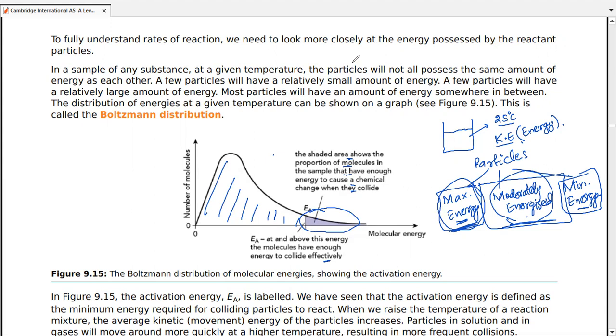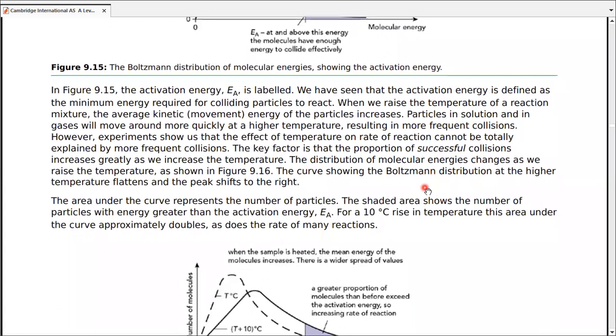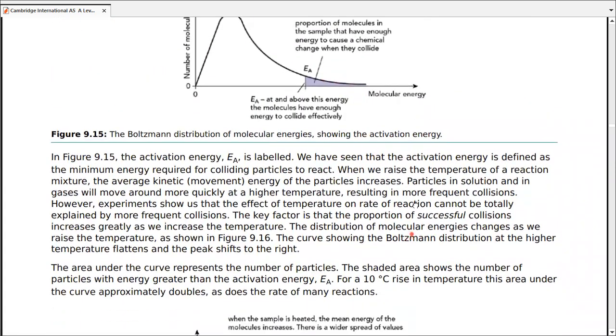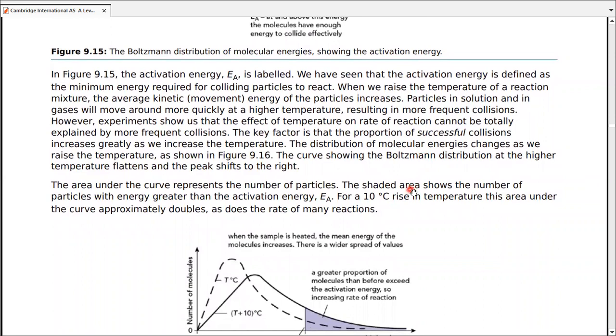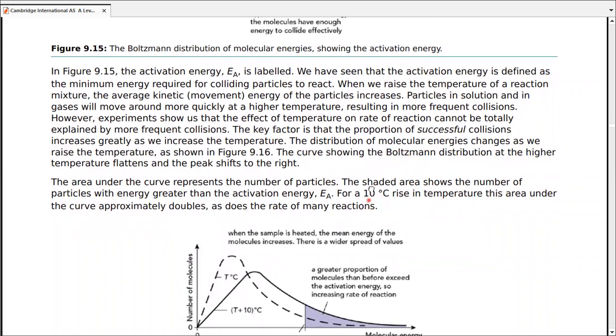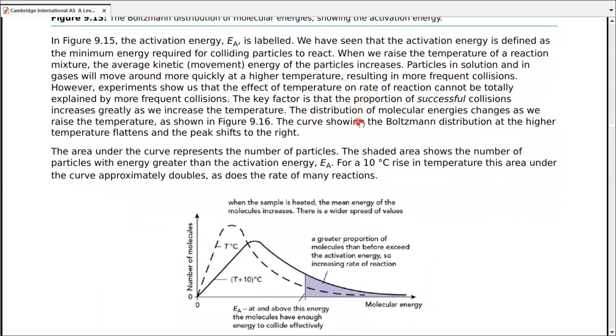Now, Boltzmann gave us the idea of this distribution curve to let us know that a very small portion consists of this energy. And for the rest of it, we might be able to energize a smaller portion of it to be converted into products as well. So the activation energy is already labeled in the shaded portion. We have seen activation energy is defined as the minimum energy required for the colliding particles to react effectively, be converted into products. So when we raise the temperature of a reaction, the average kinetic energy of the particles increases.